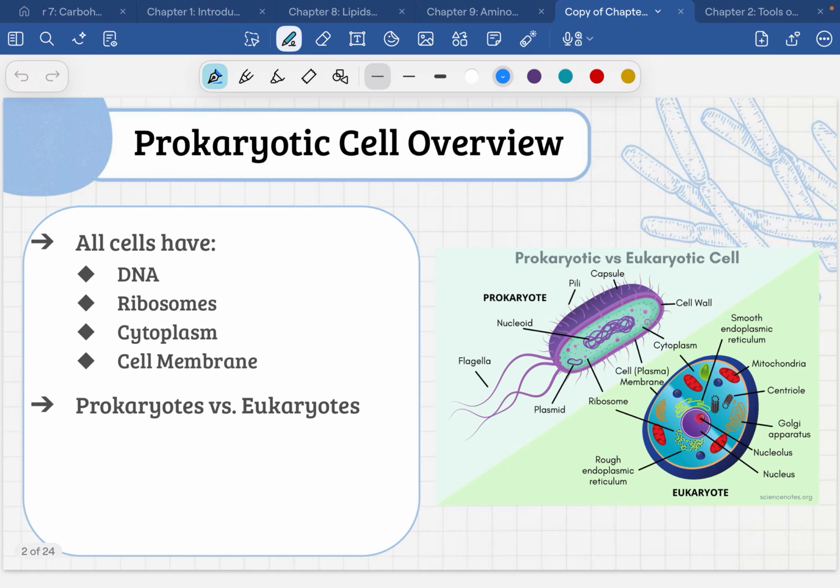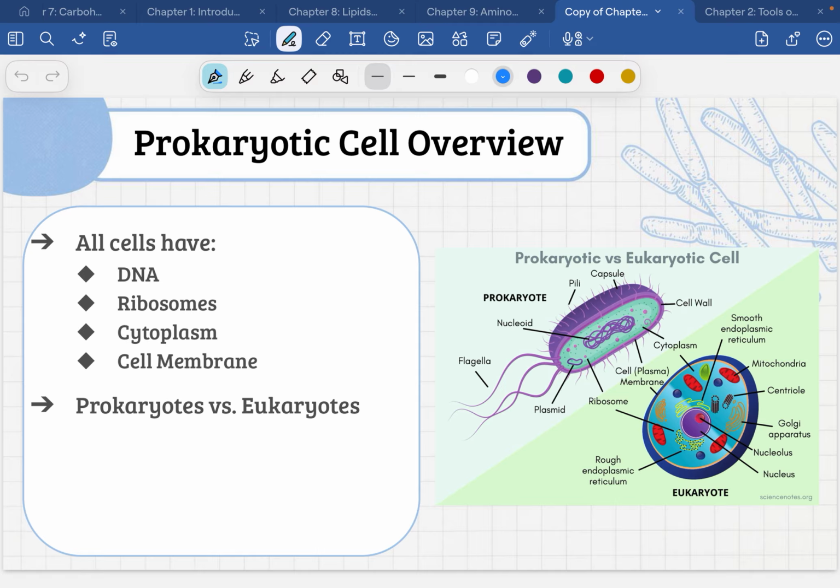So again, this is kind of an overview, a reminder of what we talked about before, that all cells have DNA, or genetic material, ribosomes, cytoplasm, and a cell membrane. If you don't remember what those do, go back a couple chapters. So those are the 4 things that all cells have, no exceptions. However, we are going to be talking a lot about the difference between a prokaryotic organism and a eukaryotic organism. And they have a few major differences.